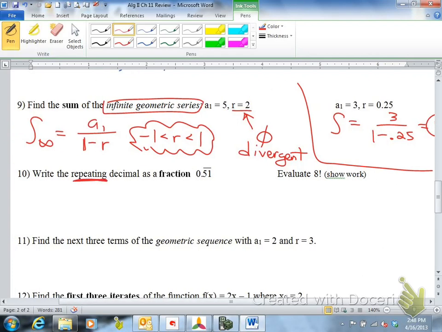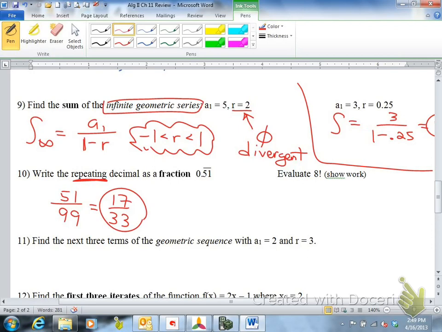For repeating fractions, I won't require that you show much work if you know the pattern. The pattern is however many repeating digits you have. In this case you have a 2, a 5 and a 1. You're going to have 2 9s in the denominator with a 5 and a 1 in the numerator. So that actually simplifies, since they're both divisible by 3. You would get 17 over 33. 17 over 33 would be the answer.